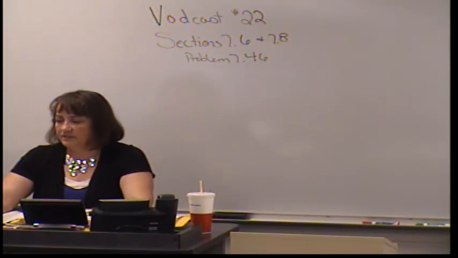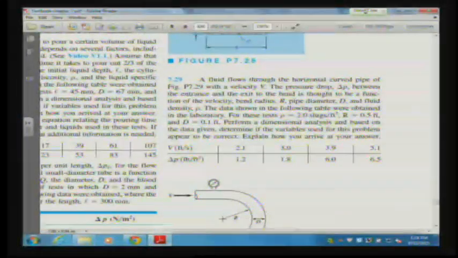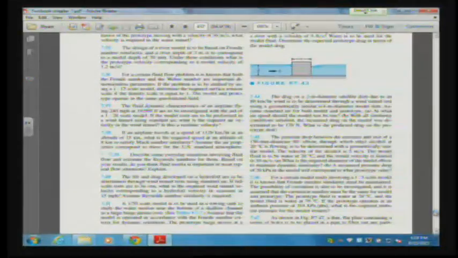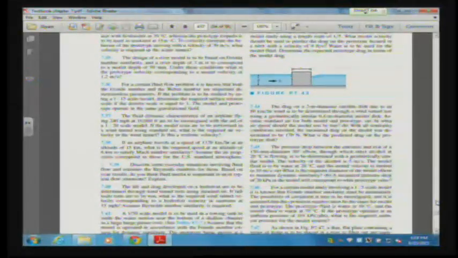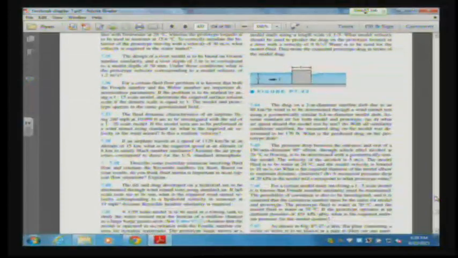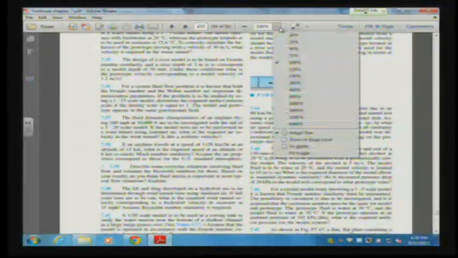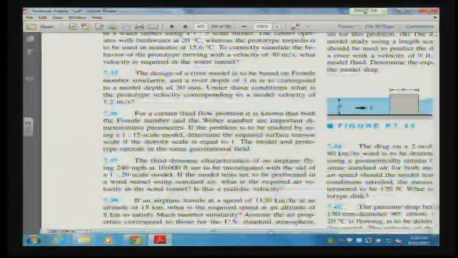So, having said that, let's take a look at the problem that I'd like to do for you for this particular section, and that problem is 7.46. So in your textbooks, let's take a look at the back of the book, and 7.46 is down here on page, let's see where we are, 437. All right, so 7.46 reads like this. Let me expand this a little bit so you can see it if you don't have your book right in front of you.